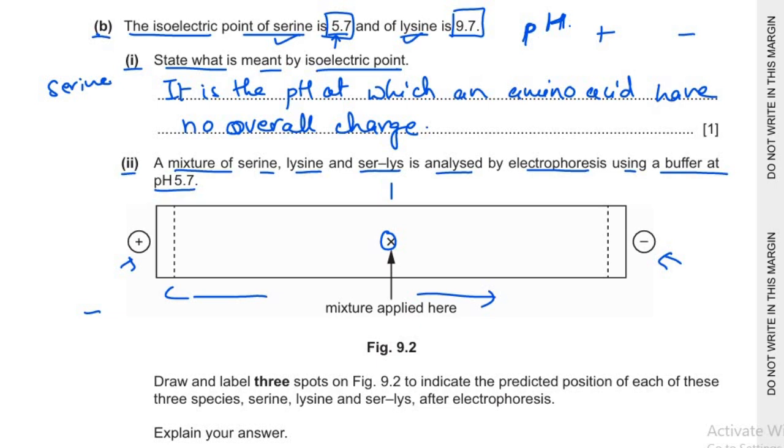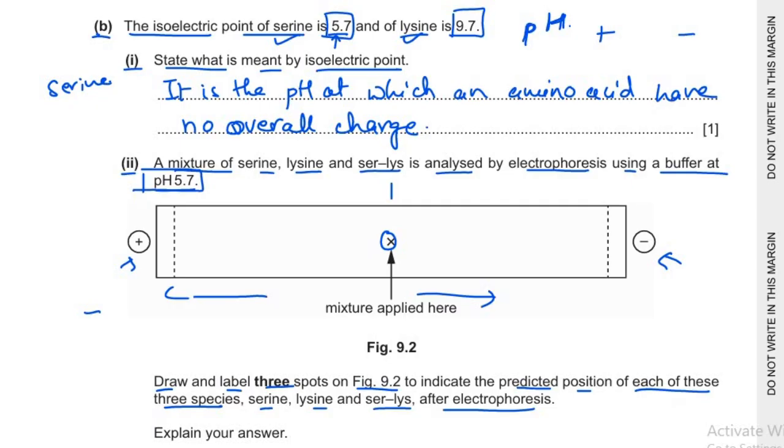Now the isoelectric point of serine, as we have seen, is 5.7, and this electrophoresis is also happening at 5.7. So serine is not going to move, it's going to remain at the same spot. It does not have any overall charge, so it doesn't move towards either terminal. So here is the question: draw and label three spots on figure 9.2 to indicate the predicted positions of each of these three species, serine, lysine, and the dipeptide, after electrophoresis.